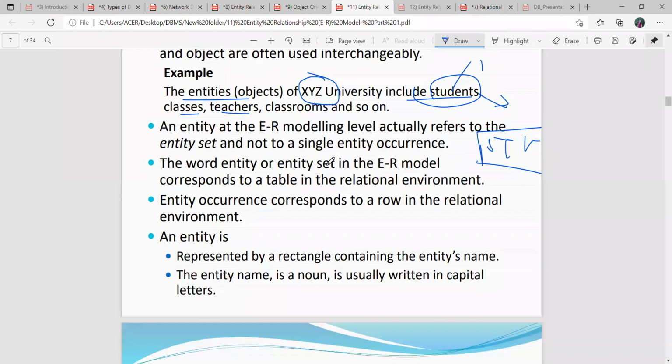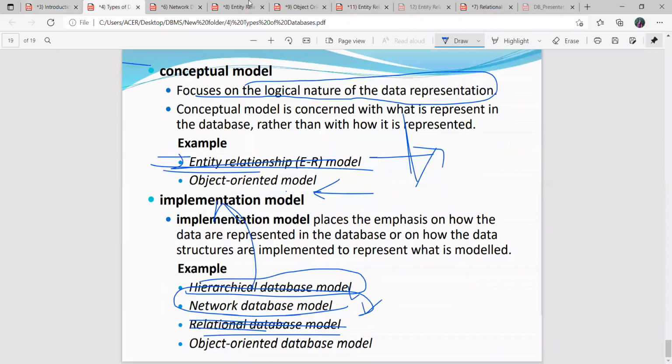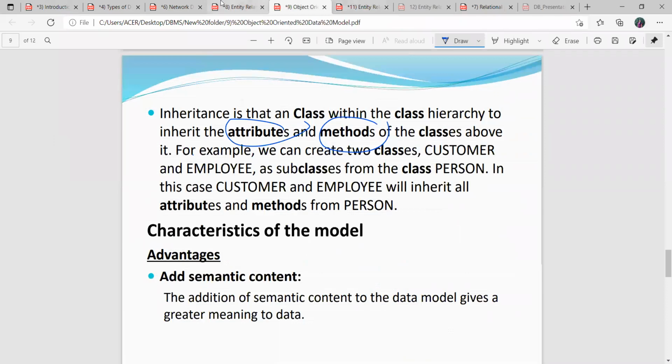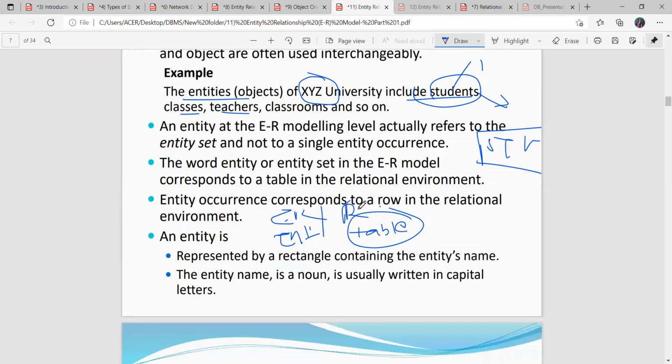The word entity or entity set in the ER model corresponds to a table in the relational model. We already discussed many data models, including object-oriented data models. In the relational model, it's a table. In the ER diagram, it's an entity. In the object-oriented model, you can define this entity as a class.